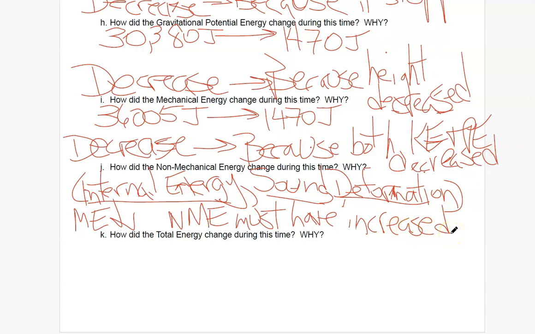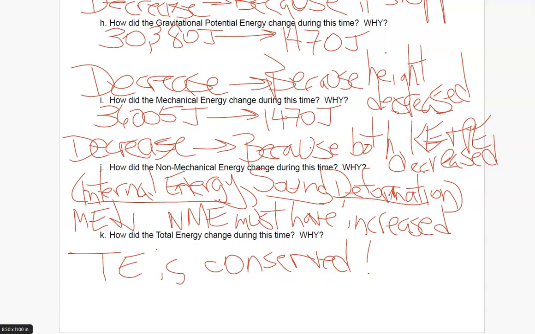How did the total energy change during this time and why? Well, the implication of the previous question is that when we lost mechanical energy, we gained non-mechanical energy. Well, that is only true because total energy is conserved. That means it never changes. The law of conservation of energy tells us that the total energy is constant as long as we count all the different forms of energy that have moved around and gone from one object to another. Energy is conserved. And with that, we'll stop here.